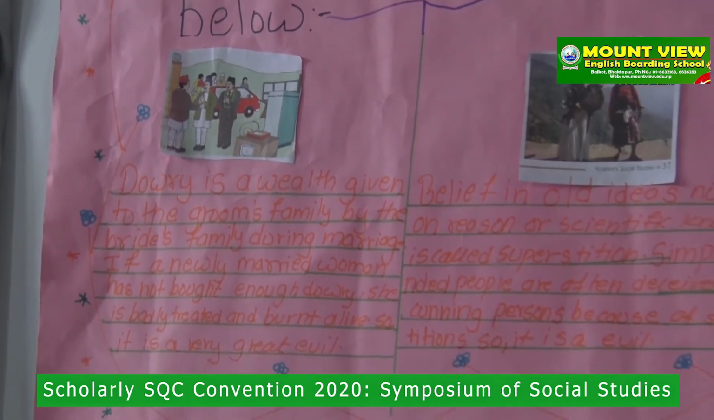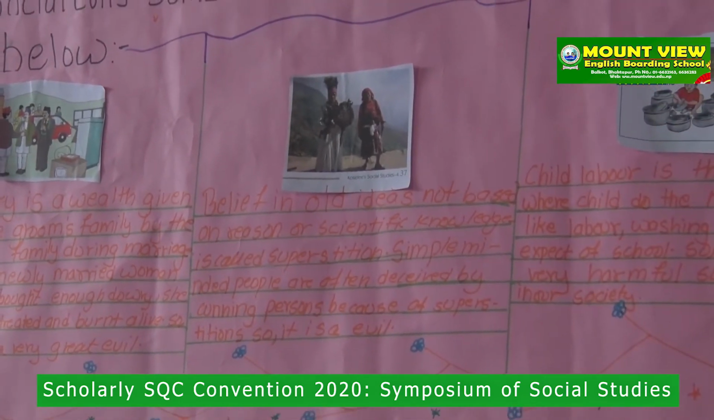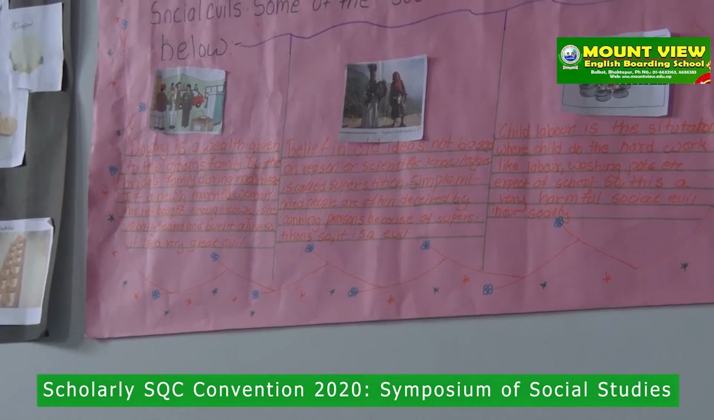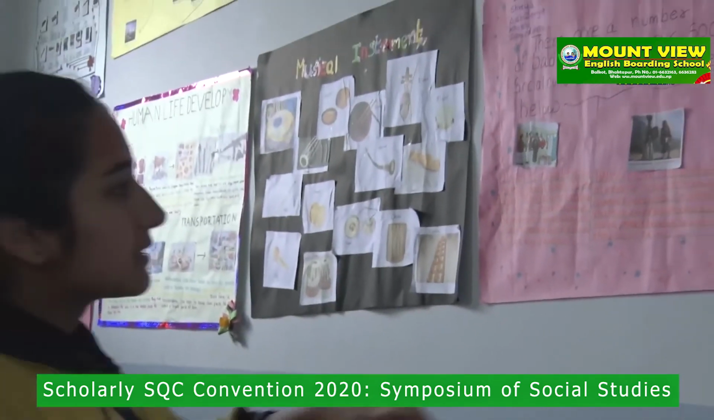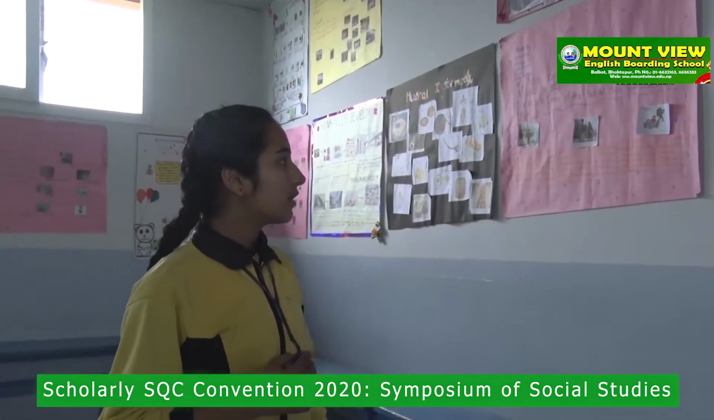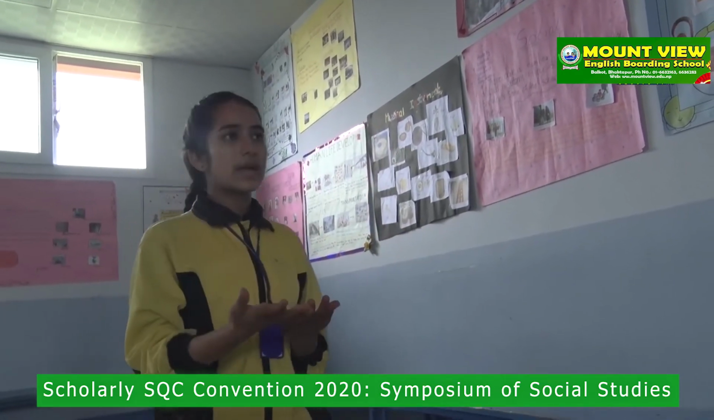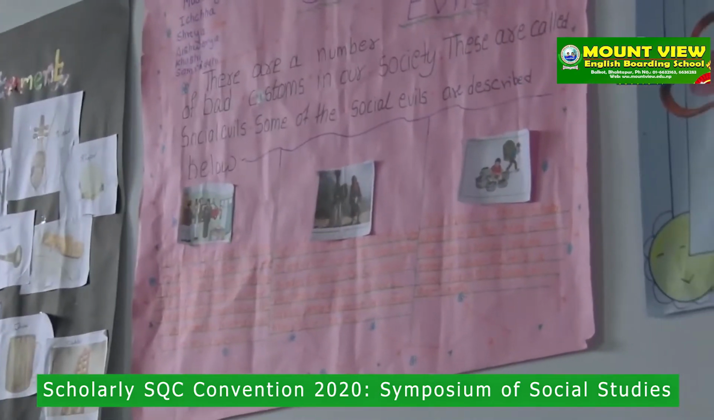Belief in religious activities. Belief in old ideas that are not based on reason or scientific knowledge. Child labor. All the people involve their children in child labor for earning purposes. Child labor is the situation in which a child is involved in hard work like labor, washing, and they are used in factories, hotels, etc.